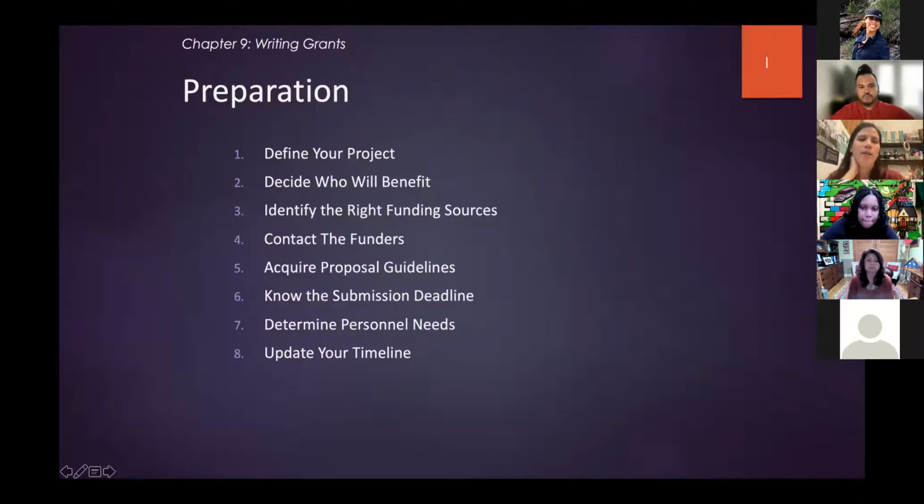So we want this money so we can hire someone. We want this money so we can put our websites together. We want this money so we can do X, Y, and Z. You need to have a reason why you're asking for the money. It's not like you're going to ask for money because your project is great, but you're not telling me what it's for. That's very important.